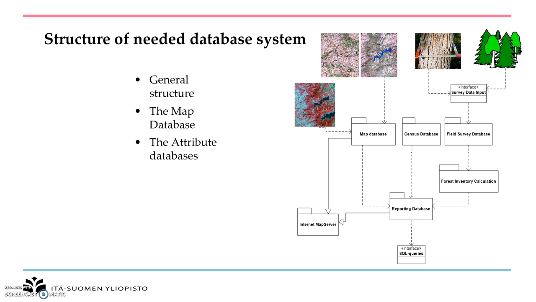So the structure of our forest database is nowadays covering more and more different items, and of course we have different map data sets. The general structure includes different types of maps, field plots, different types of calculations, different types of reporting, and different types of internet map server services. So our students really need to have different perspectives from the mapping point of view, as well as the forest inventory point of view, as well as the IT technology point of view.